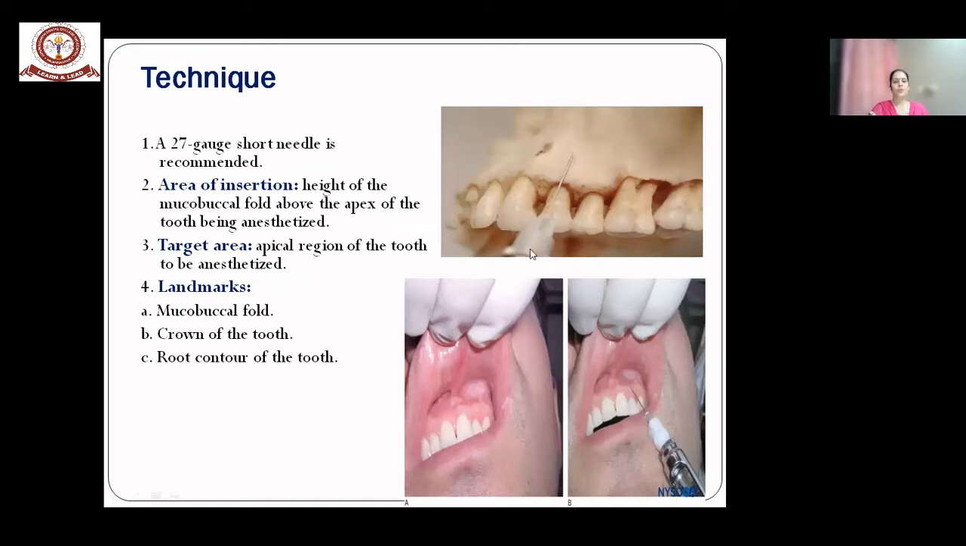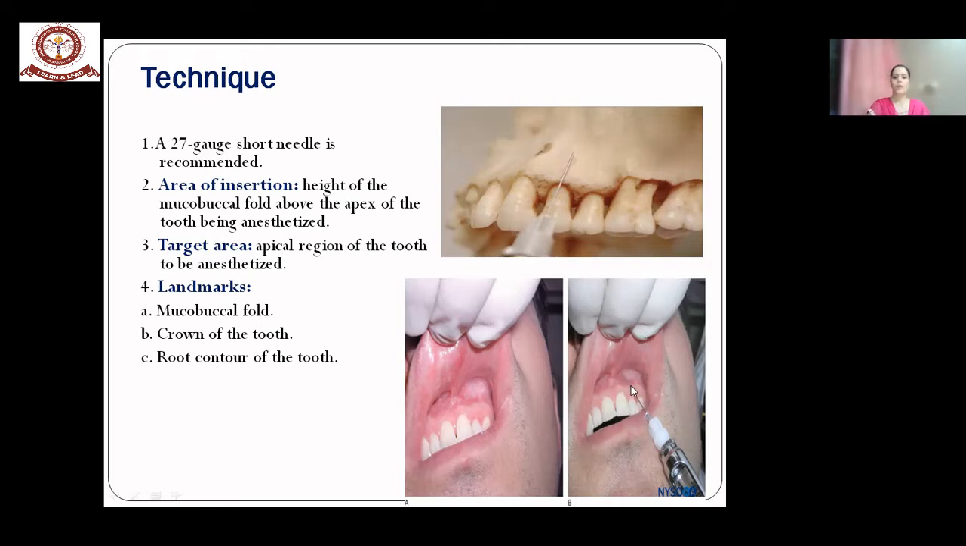So coming to the procedure, how to perform the supraperiosteal injection, you can use a 27 gauge short needle. The area of insertion of the needle and the target area are the same, that is the apical region of the tooth to be anesthetized. The landmarks are the mucobuccal fold, crown of the tooth, and root contour of the tooth. So first, before doing the injection procedure, prepare the injection site. Apply topical antiseptic, that is optional. Apply topical anesthetic for a period of 1 minute. Then you can start giving the procedure.